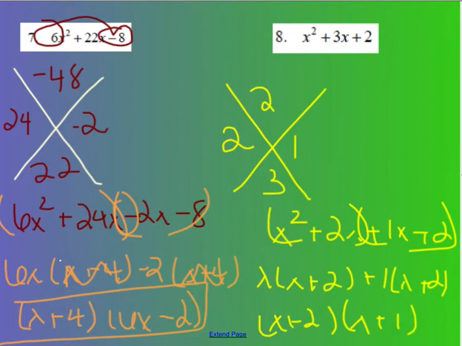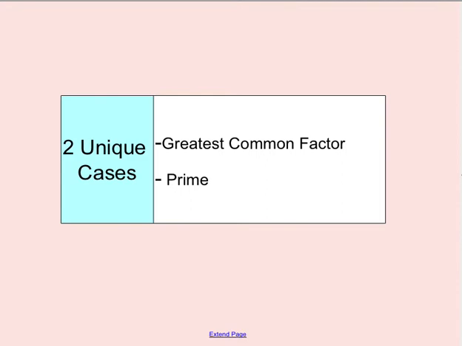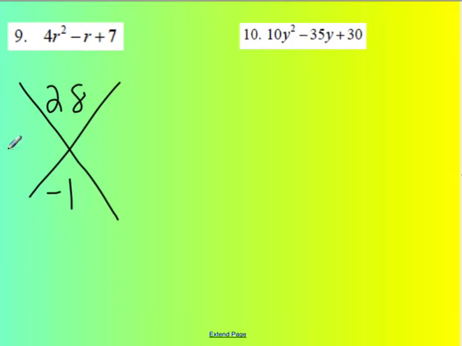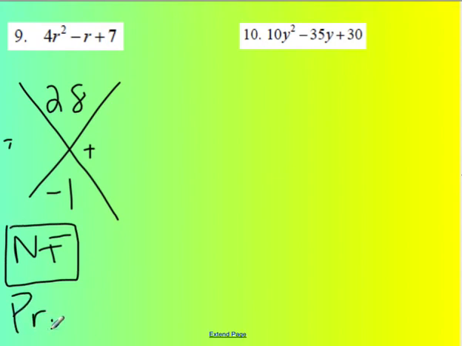Now I want to take a look at some special cases of factoring. With some of them you can take out a greatest common factor at the beginning, and some of them are prime. If they're prime, that means they cannot be factored. So let's take a look at number 9. For number 9, we're multiplying to 28 and adding to negative 1. So first of all, they both need to be positive. I could play around with numbers forever, but ultimately it's not going to be factorable. If it's not factorable, you write NF, or you can write prime. Either one of those are acceptable answers for number 9.